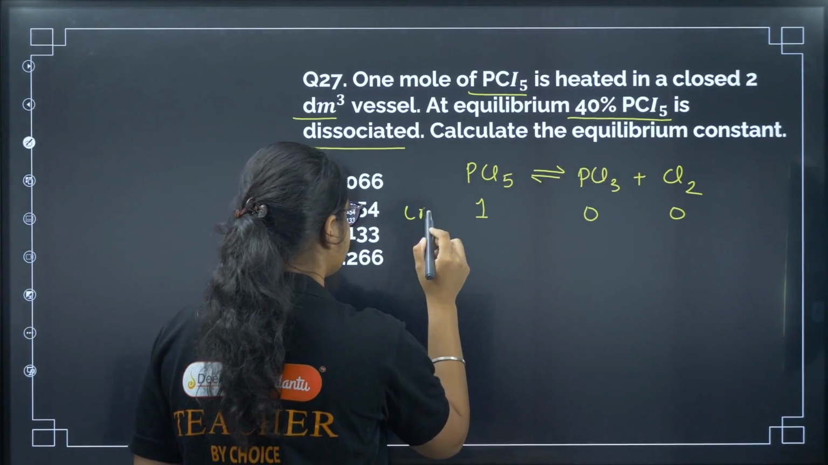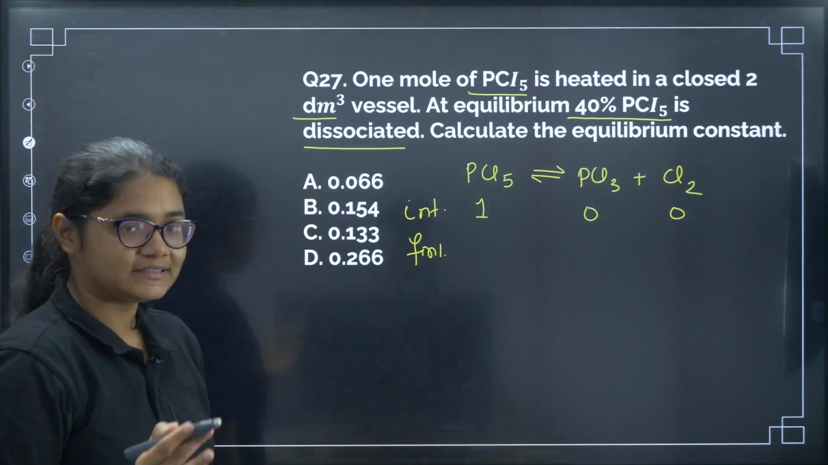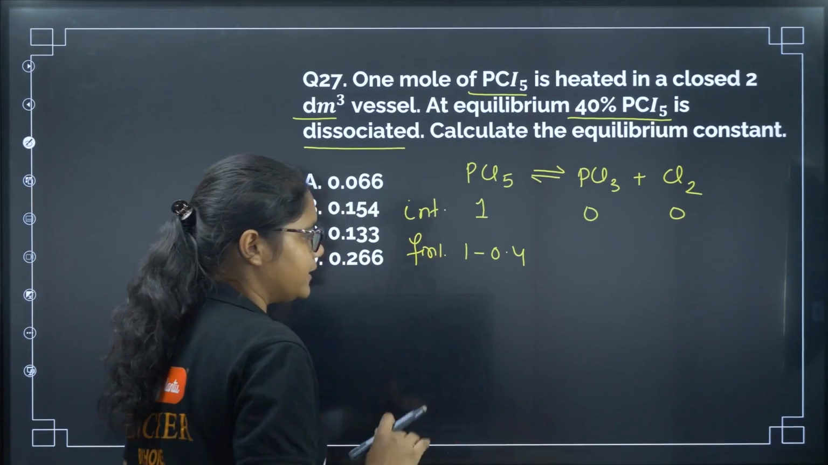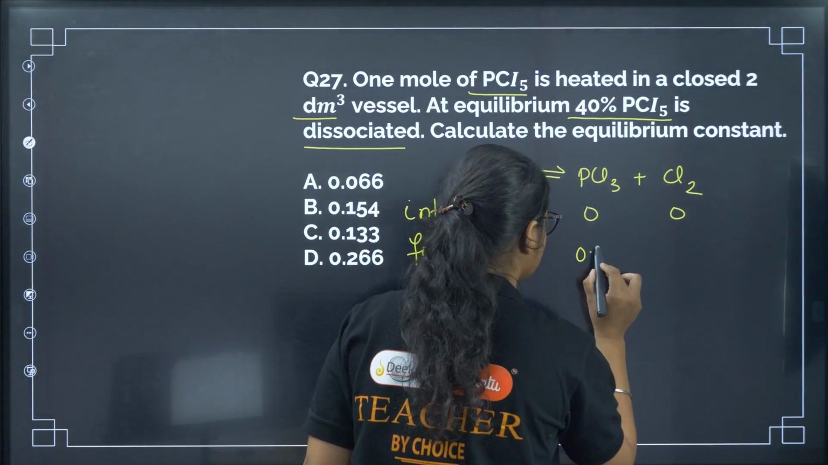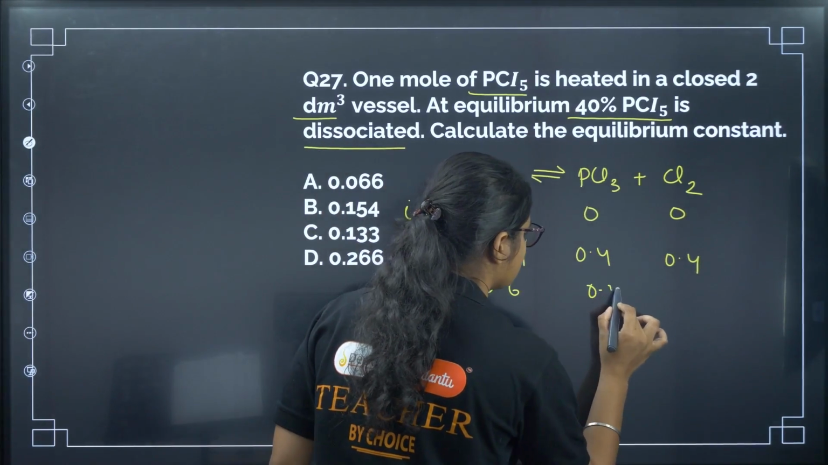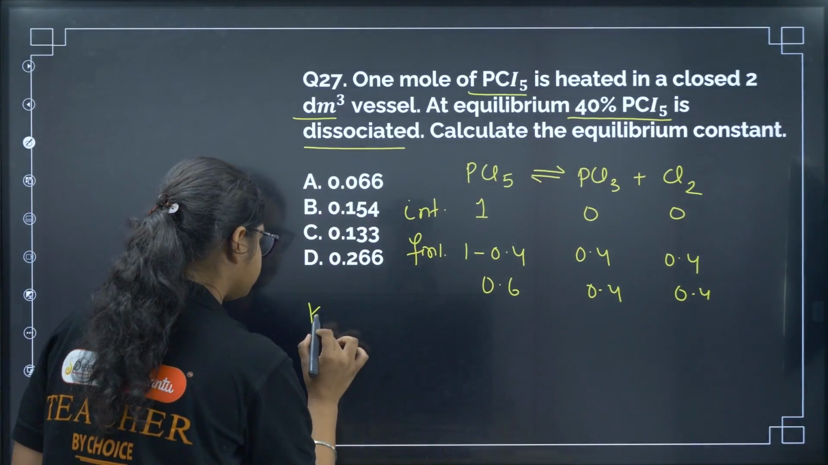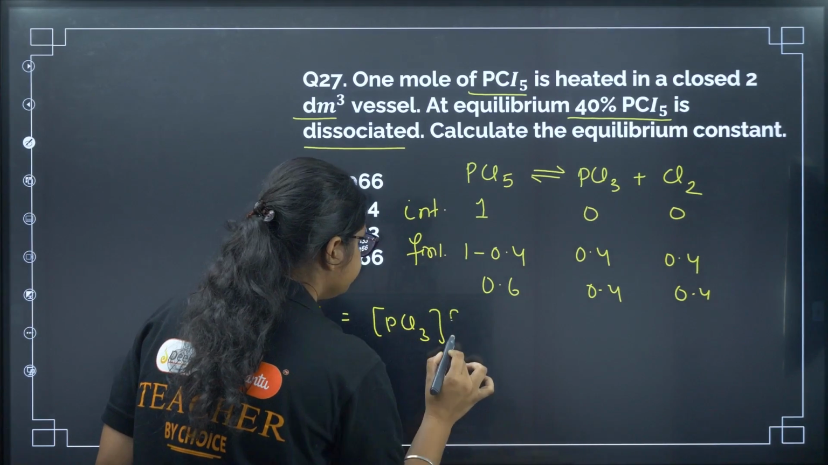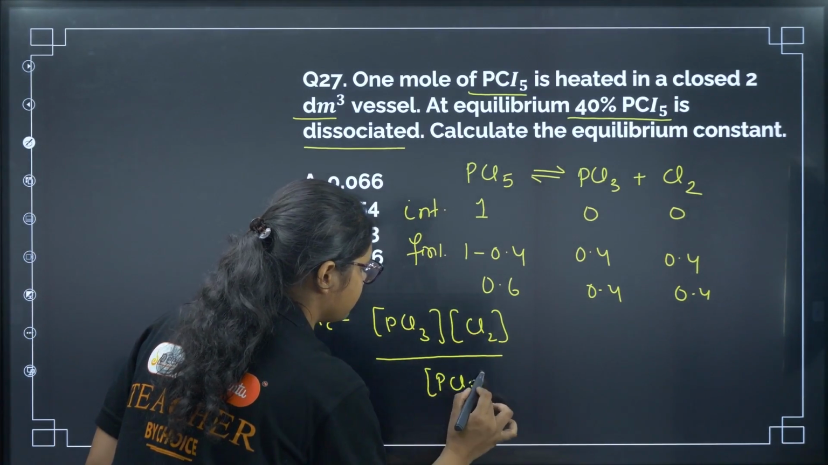This was initial concentration. Now final concentration. If 0.4 moles has dissociated, then how much will be left? 1 minus 0.4 has dissociated, right? Now 1 mole is giving you 1 mole, so 0.4 will give you 0.4. So this one will also be 0.4, this one will also be 0.4. So final concentration will be 0.6, 0.4 and 0.4. Now what we have to calculate, the equilibrium constant is equal to concentration of PCl3, concentration of Cl2 and concentration of PCl5, right?